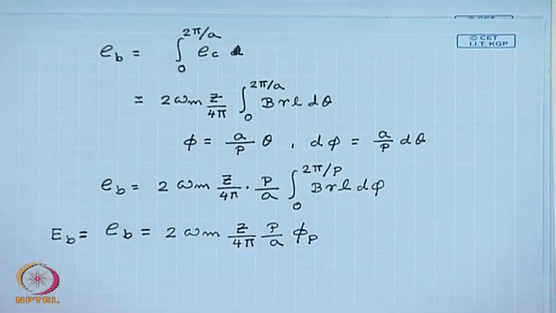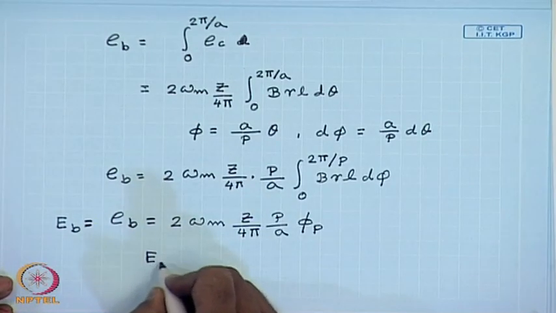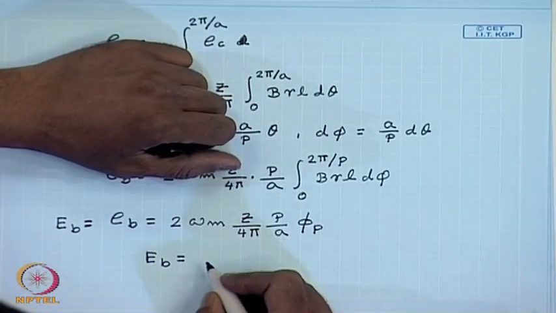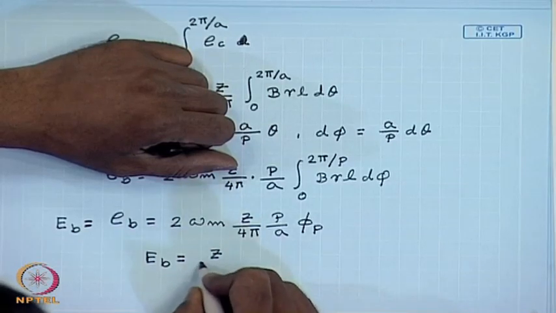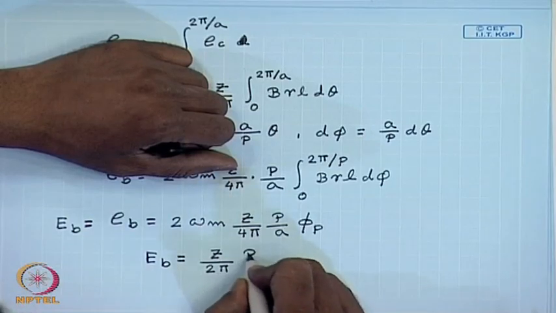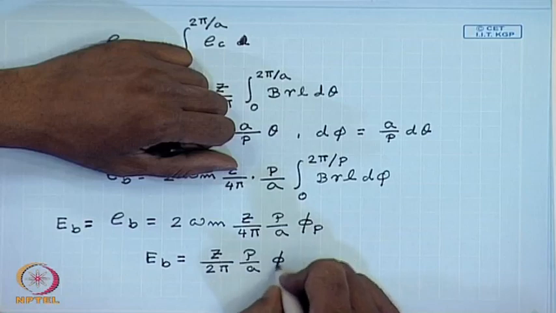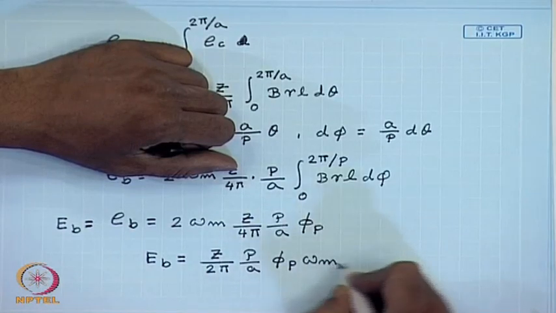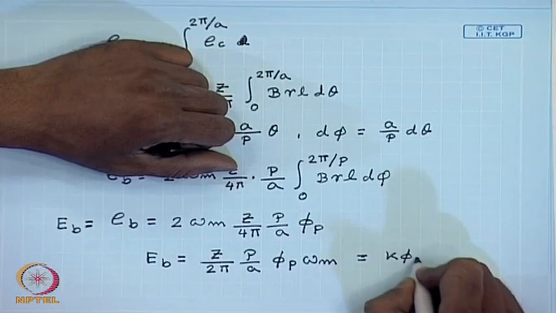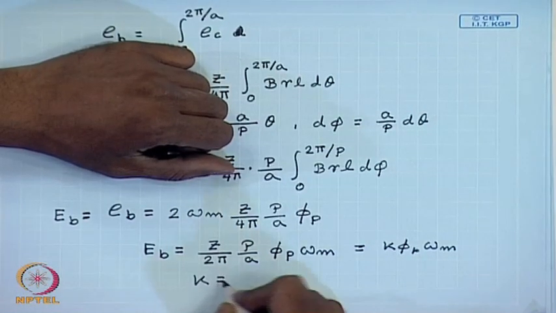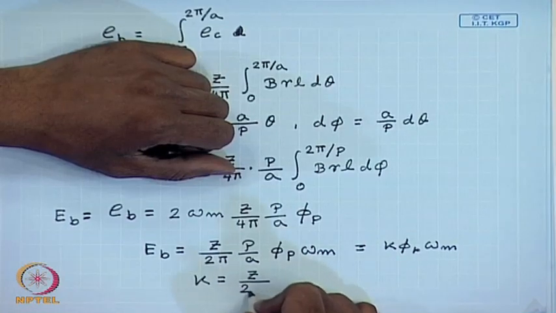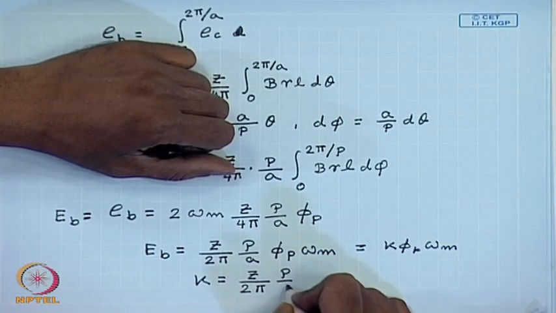because the voltage is measured across the brushes. So, the back EMF expression is given by E b equal to Z divided by 2 pi p by A phi p omega m. This is sometimes written as k phi p omega m, where k is the back EMF constant as given by k equal to Z by 2 pi p by A.